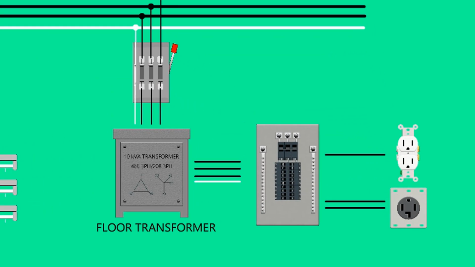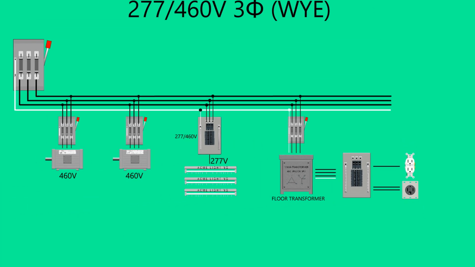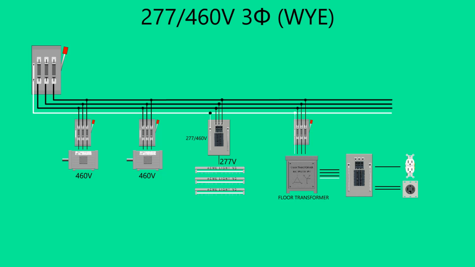Since a 277/460 volt system does not supply 120 volts, a transformer is required to step down the high voltage to supply 120 volt loads. A typical system uses a floor transformer. A typical floor transformer converts three-phase, 460 volts to a 120/208 volt three-phase system. The output of the transformer is connected to a breaker panel which distributes the lower voltage. This system is common in many commercial and industrial buildings.